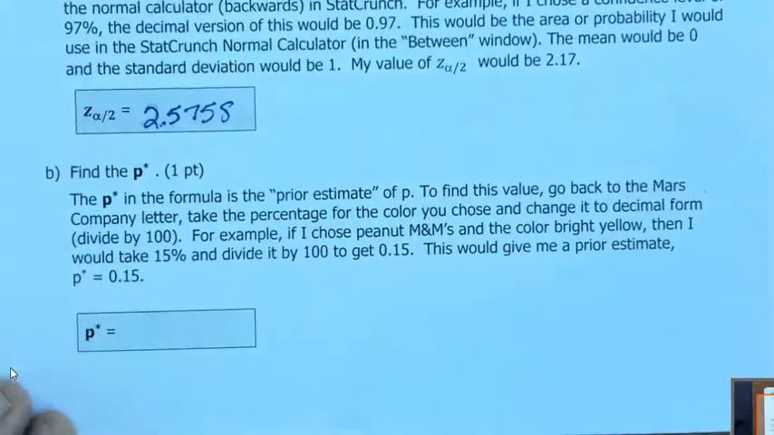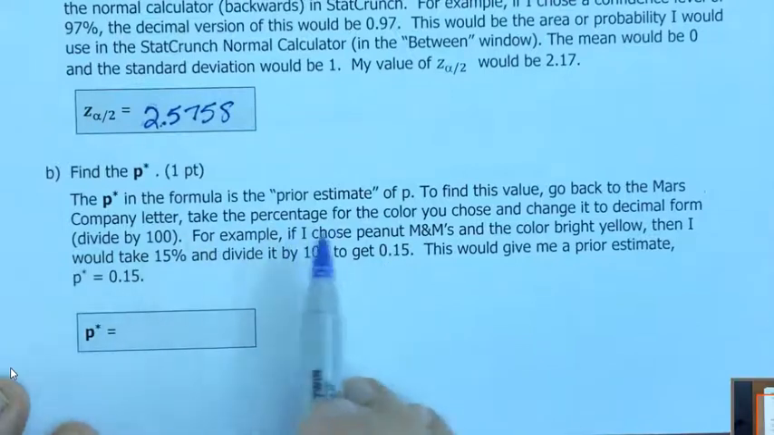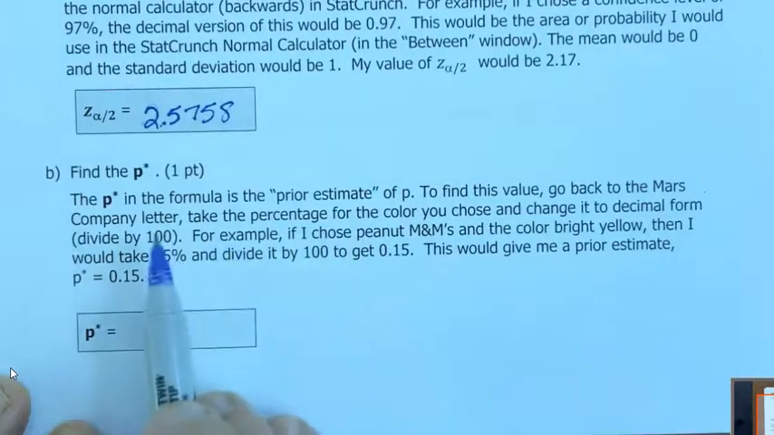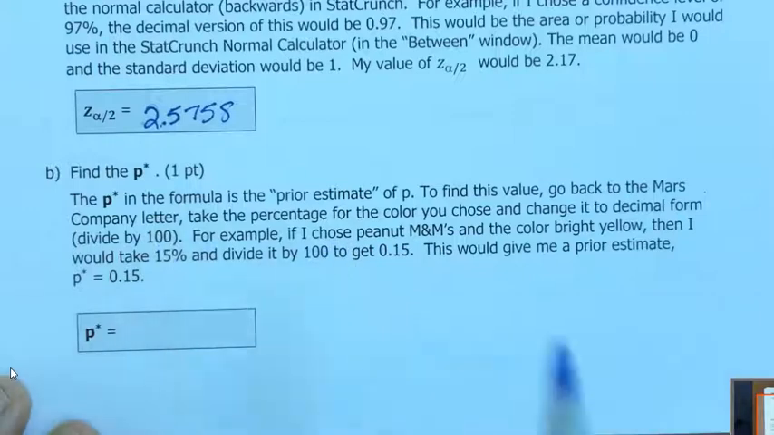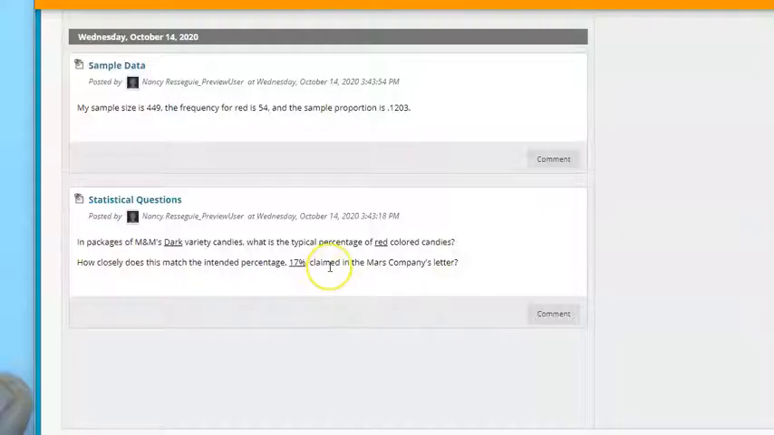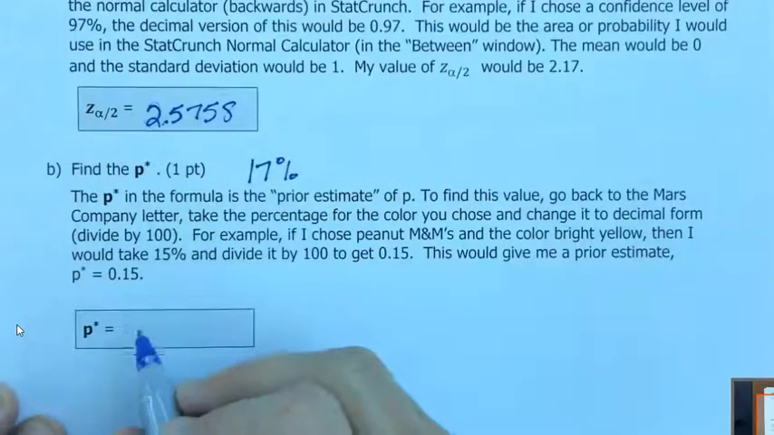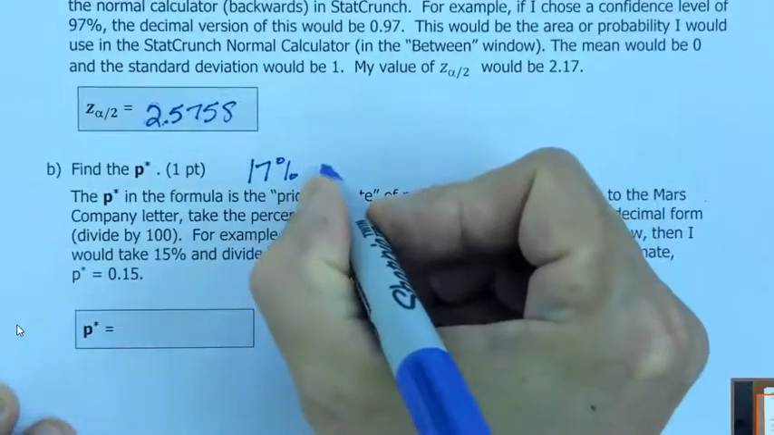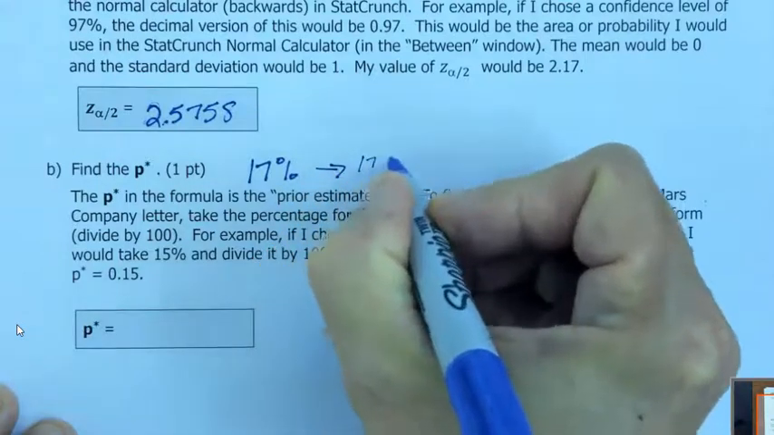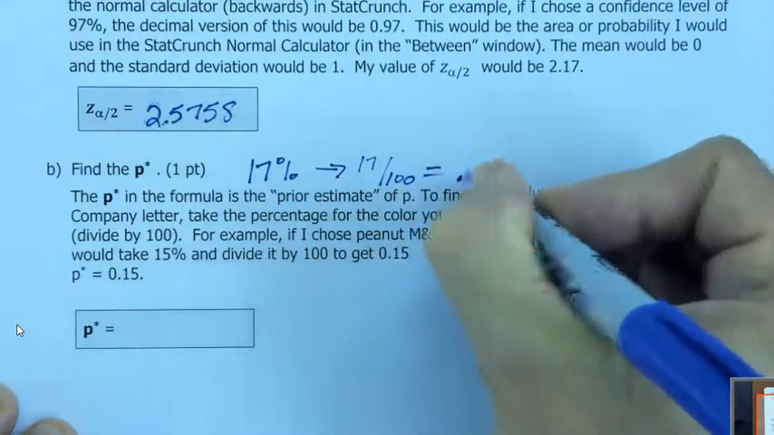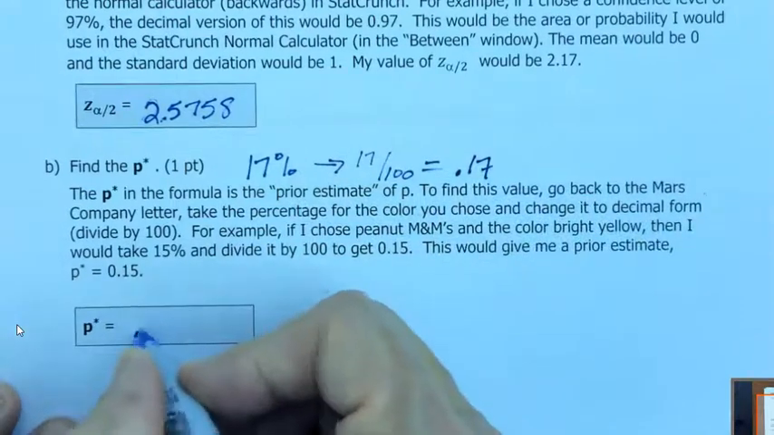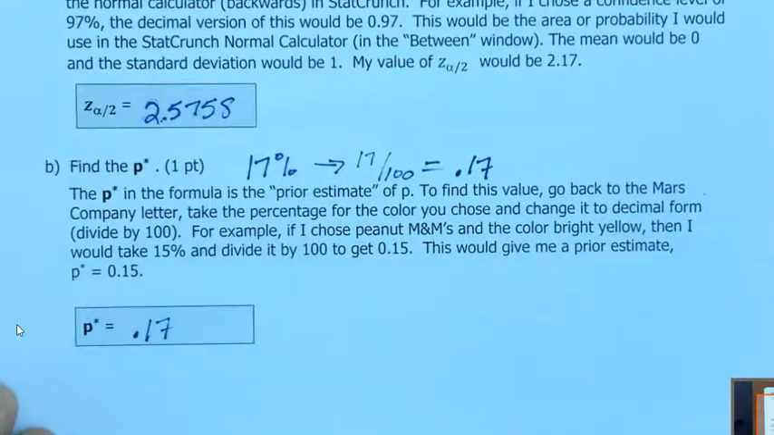The next thing I need to find is the P star, and this is a number that I already have. This is the number from the letter, that's the percentage for the color I chose. I can go back to my blog post and find this. This should be the number that was in the second statistical question. For mine it was 17%. For this I need to change this to a decimal, so I'm going to divide it by 100, and that gives me 0.17. That's the number that goes in here. Just remember, this should be the number that comes from the letter.